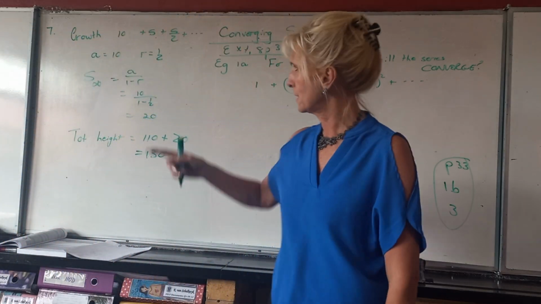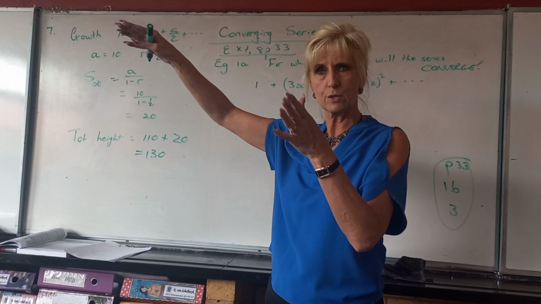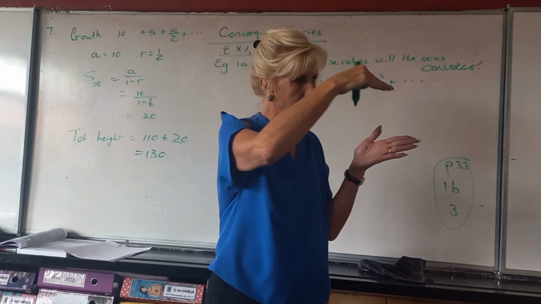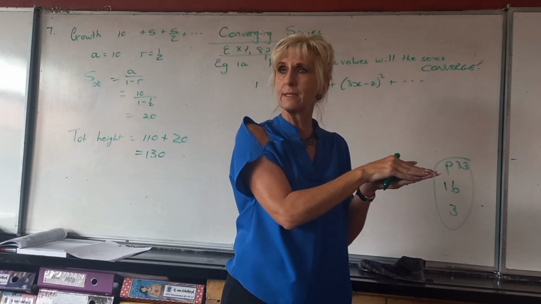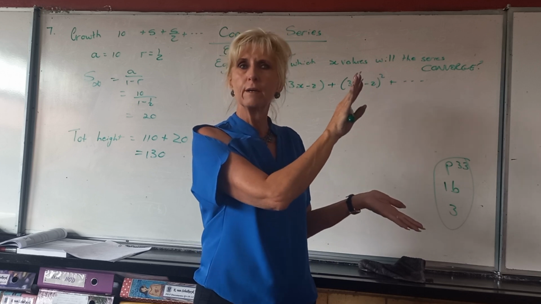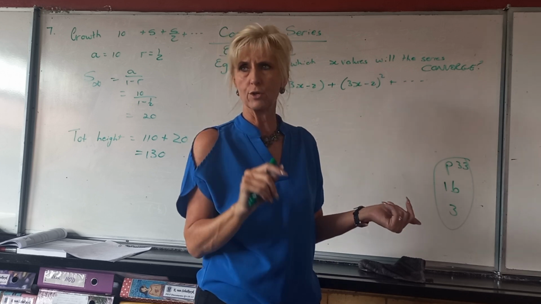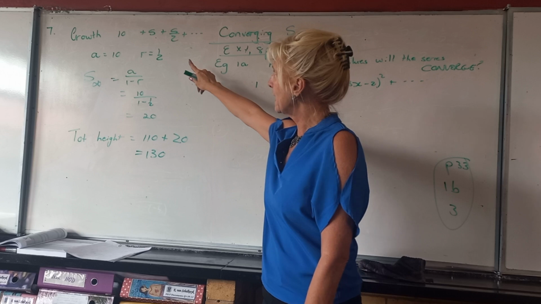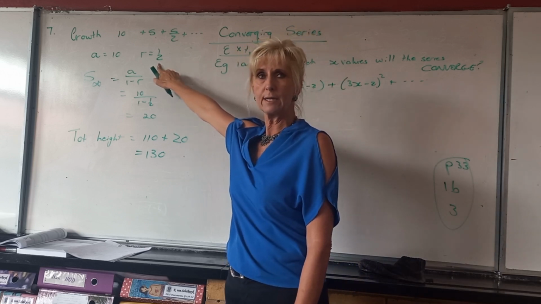What is a converging series? Like that one, it goes smaller and smaller. When you look at the growth, it goes smaller and smaller. If it goes bigger and bigger, we call it diverging, which nobody's going to ask you. So the R has to be something between 1 and minus 1.